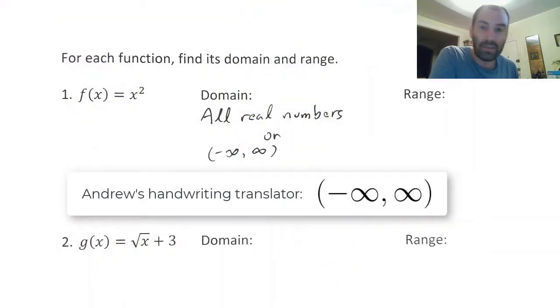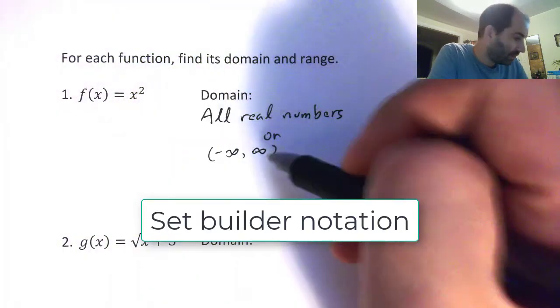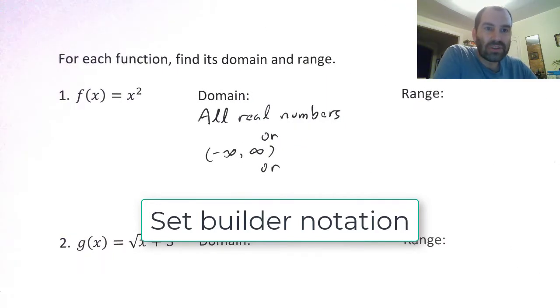Interval negative infinity to positive infinity. Another way to write down the domain is using what's called set builder notation. In set builder notation, what we do is we describe what it means to be a number in the domain.